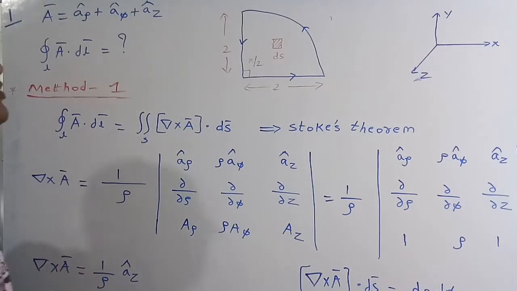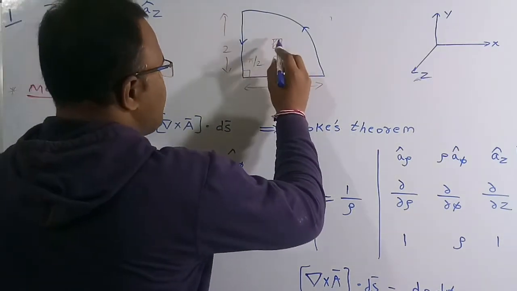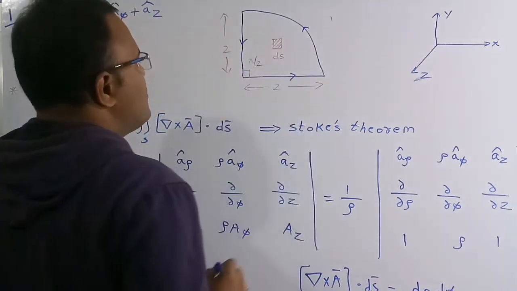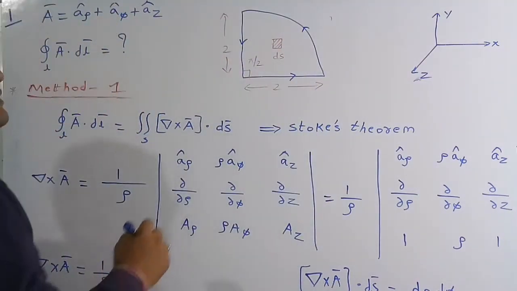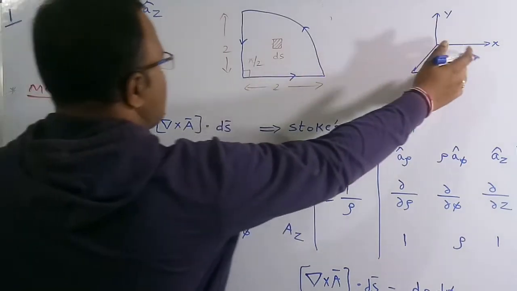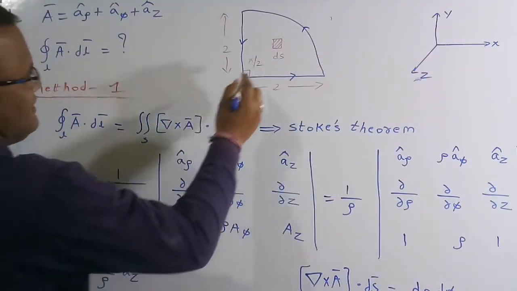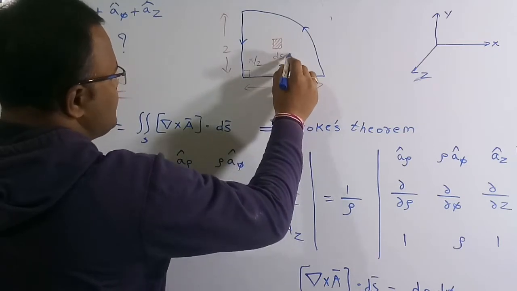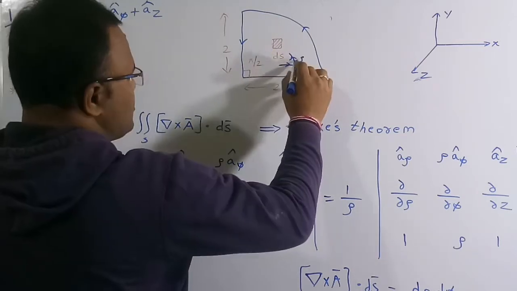Also I want to know the small amount of area vector in this closed loop, in the closed line integral, what is the small amount of area dS. Basically this is in the xy plane. So if you go in this direction the amount of change is d rho, and if you go in this direction the amount of change is rho d phi.